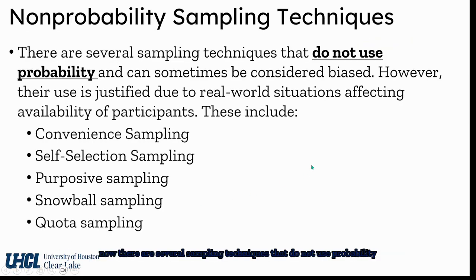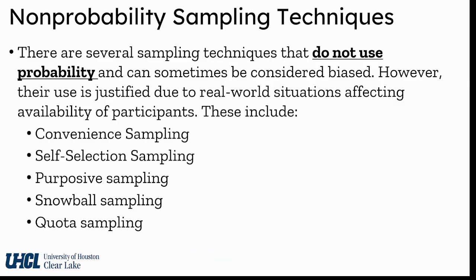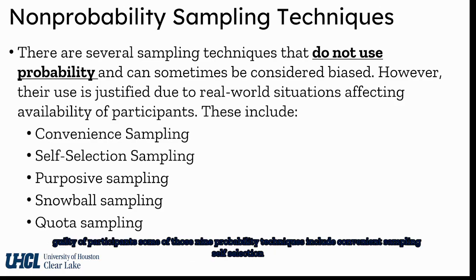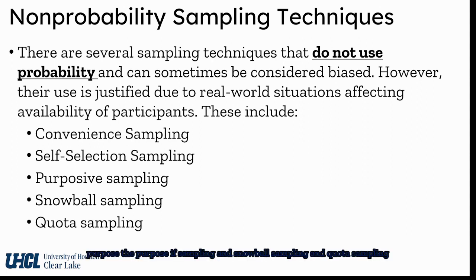Now, there are several sampling techniques that do not use probability, and we could sometimes consider these to be biased. However, their use is going to be justified sometimes due to real-world situations that we encounter as researchers, and those situations happen to affect the availability of participants. Now, some of those non-probability techniques include convenience sampling, self-selection, purposive sampling, snowball sampling, and quota sampling.